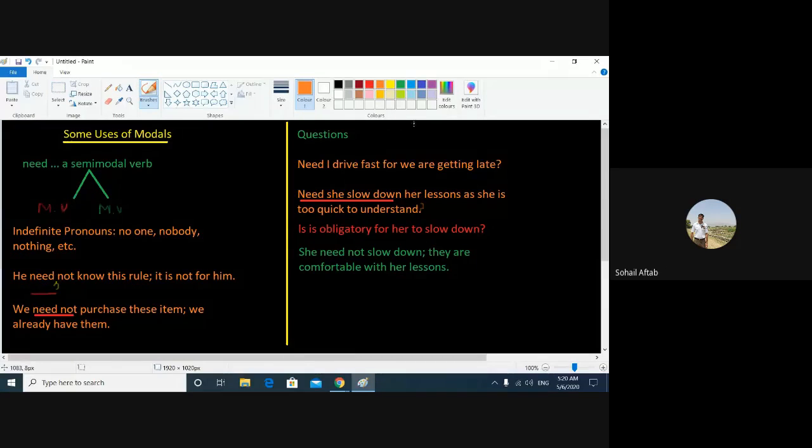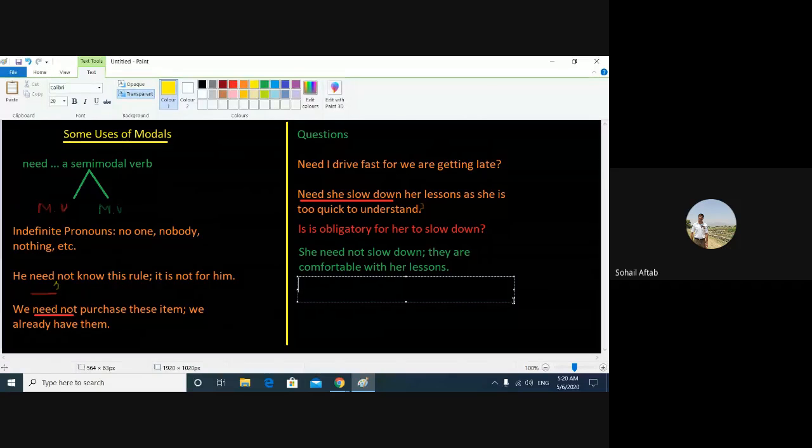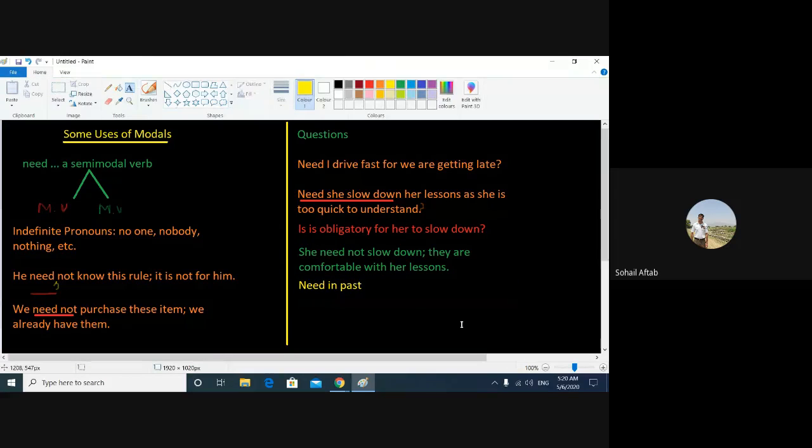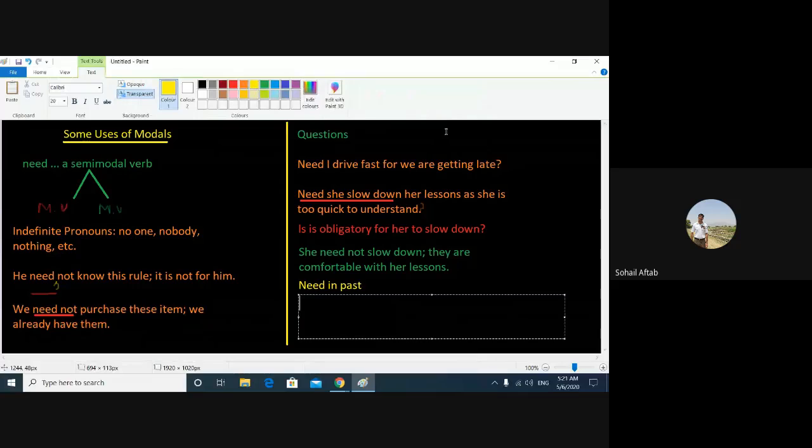What if need is in past? Let us see it as well. If need is in past and you want to make a negative sentence, what would your sentence structure be? Okay, need in past. When need goes in past, it works something like that.